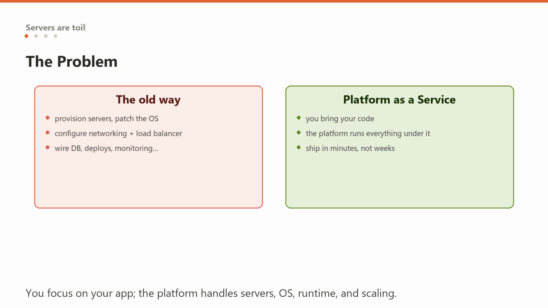A platform as a service flips this. You bring your code and the platform manages everything underneath it. The servers, the operating system, the runtime, the scaling. Heroku was the service that made this idea famous. You focus on your app. Heroku handles the rest.